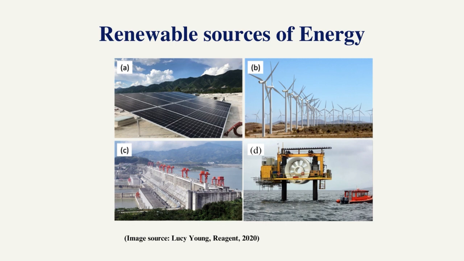Next is wind energy. Wind energy is generated by wind turbines. It will convert the kinetic energy of the wind to electrical power. Then comes hydropower. Hydropower is generated by using the energy of moving water, such as from waterfalls, rivers, or ocean tides. And tidal energy is a form of renewable energy which uses the power of ocean tides.